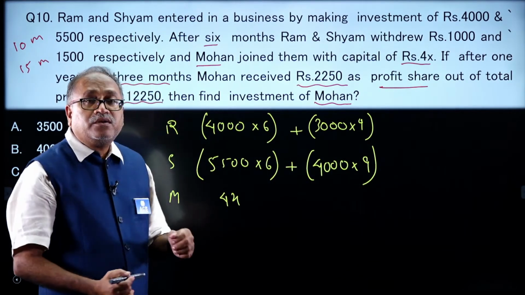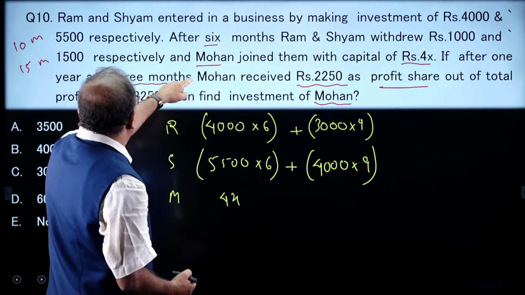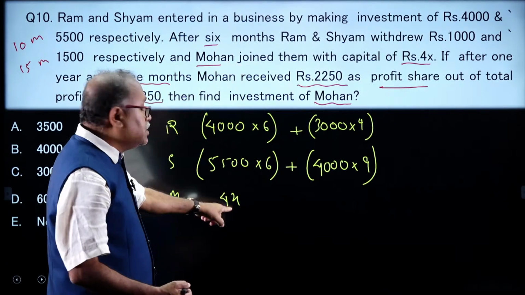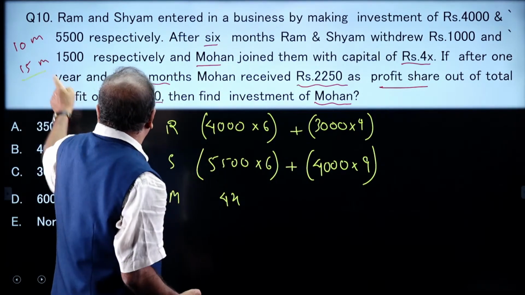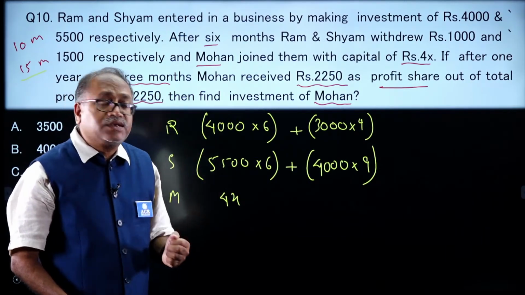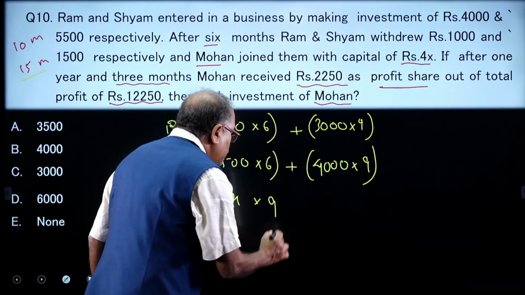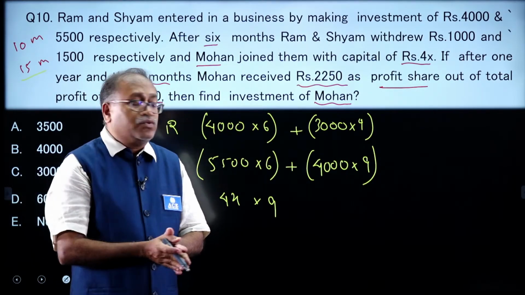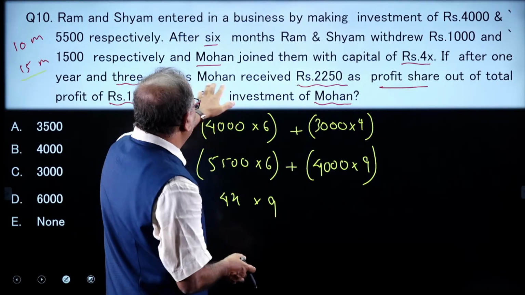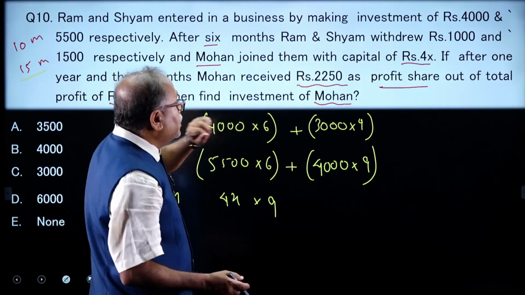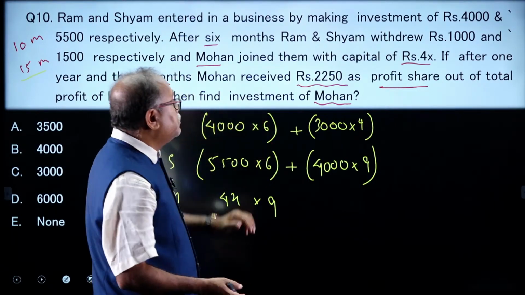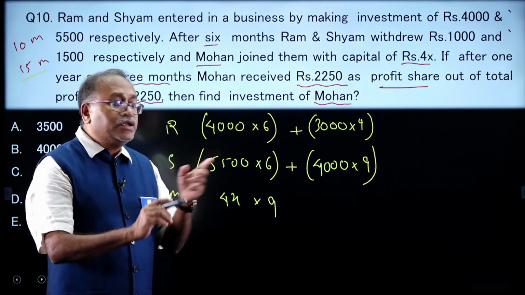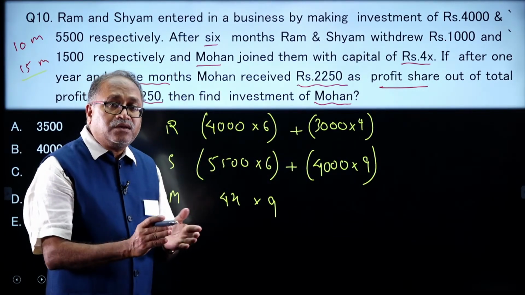And how about Mohan, who invested 4x? According to the question, he invested after 6 months. The total duration is 15 months, so 15 minus 6, that is 9 months. So it will remain as 4x into 9. By doing so, we will get the capital ratio, right? And we already know how much Mohan received. What I need to find out is the investment of Mohan. That is the x value.